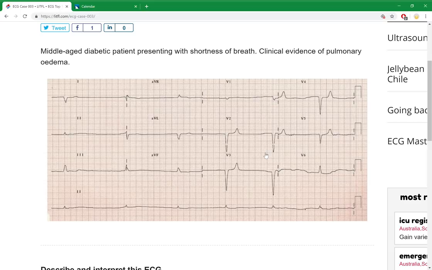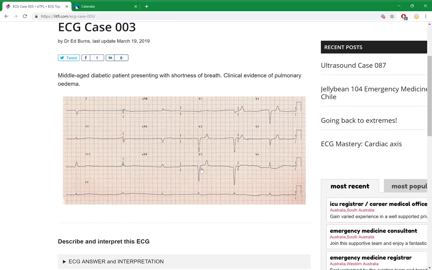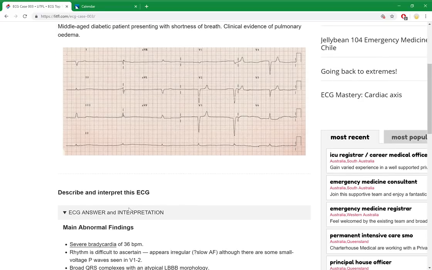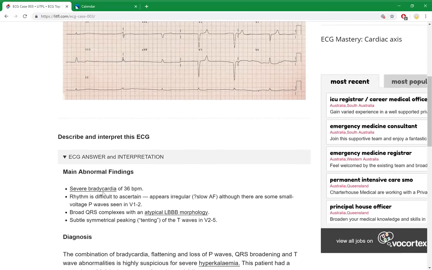But if we add everything up, we have a slightly widened QRS. We have some peaked looking T waves. We have an absence of P waves. And then we look at the clinical context again. You always got to keep that in mind. Middle-aged diabetic patient, shortness of breath, pulmonary edema. So probably hyperkalemia. So severe bradycardia, slow AFib, can't see the P waves.